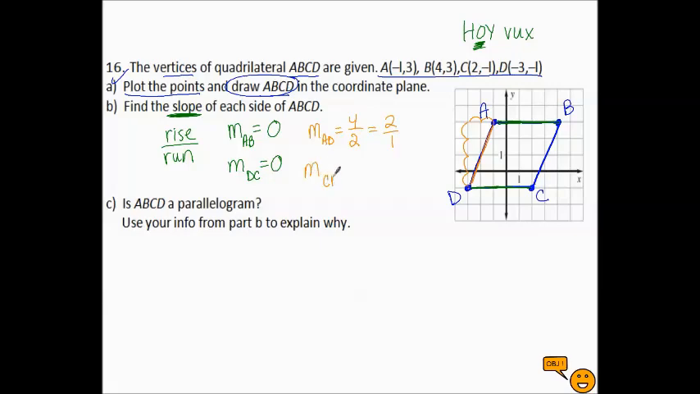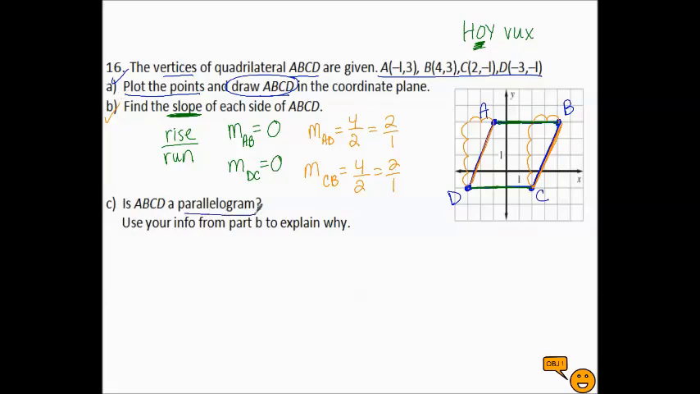Similarly, the slope of CB, or BC, this one right here, again, I'm going to start with the point to the left, and I count 1, 2, 3, 4 up and over 2. So the slope is again 2, or 2 over 1. Now the next question: is ABCD a parallelogram?